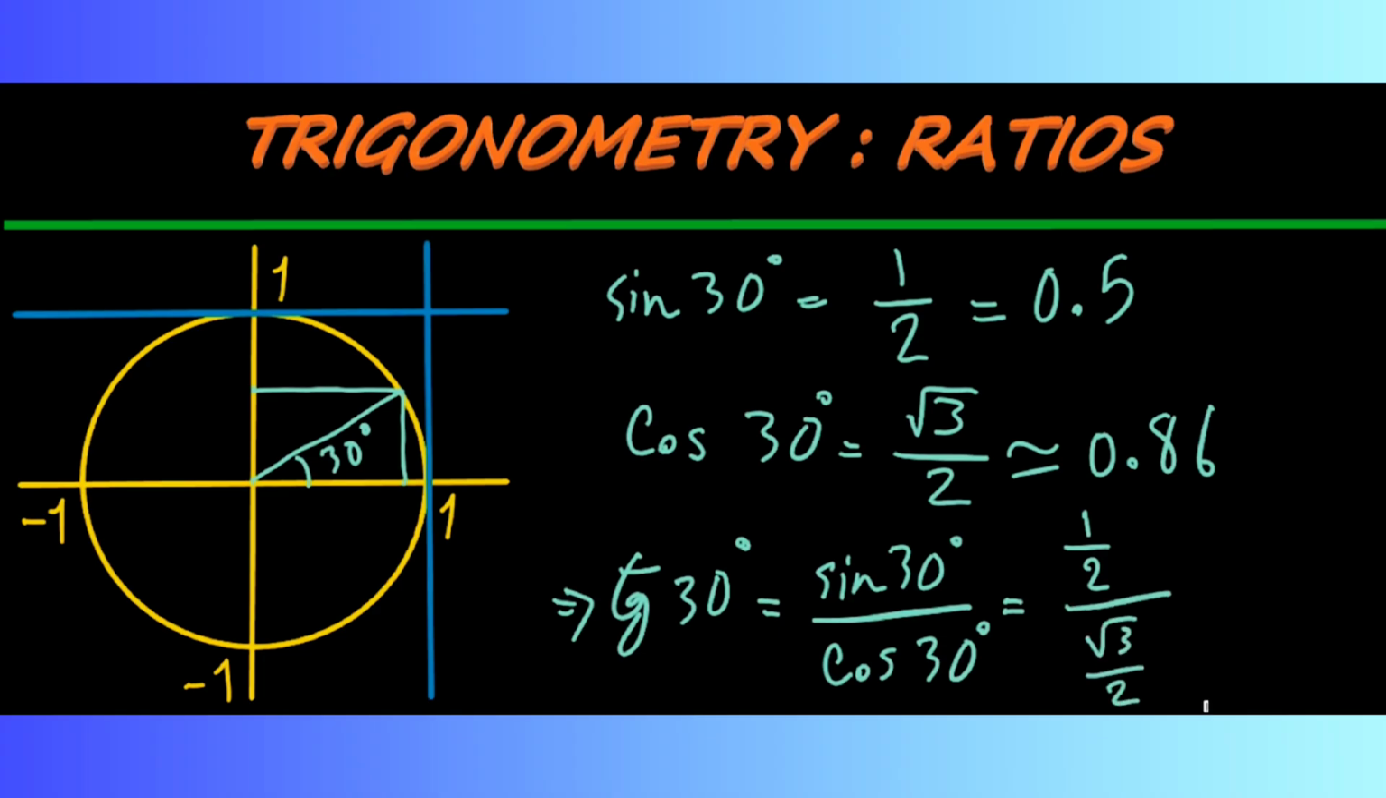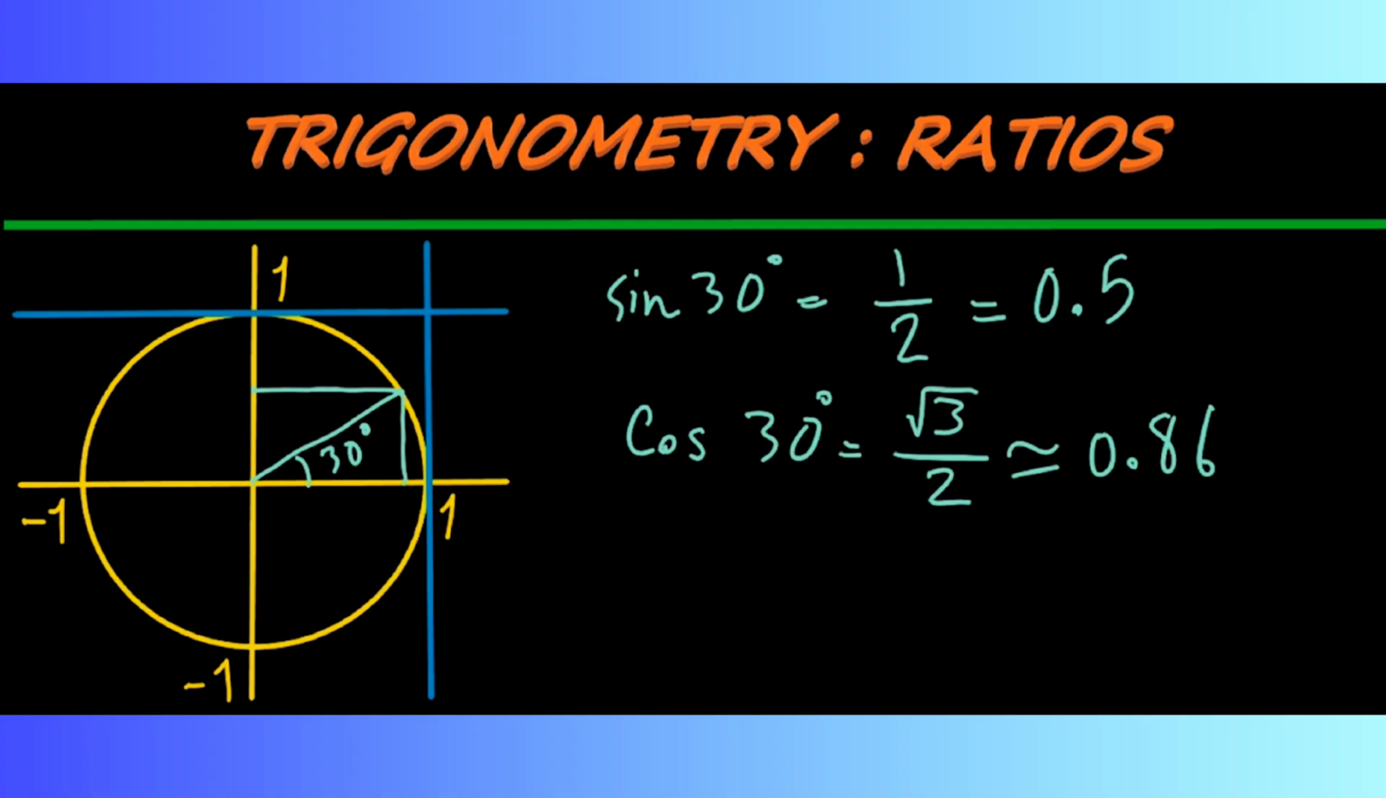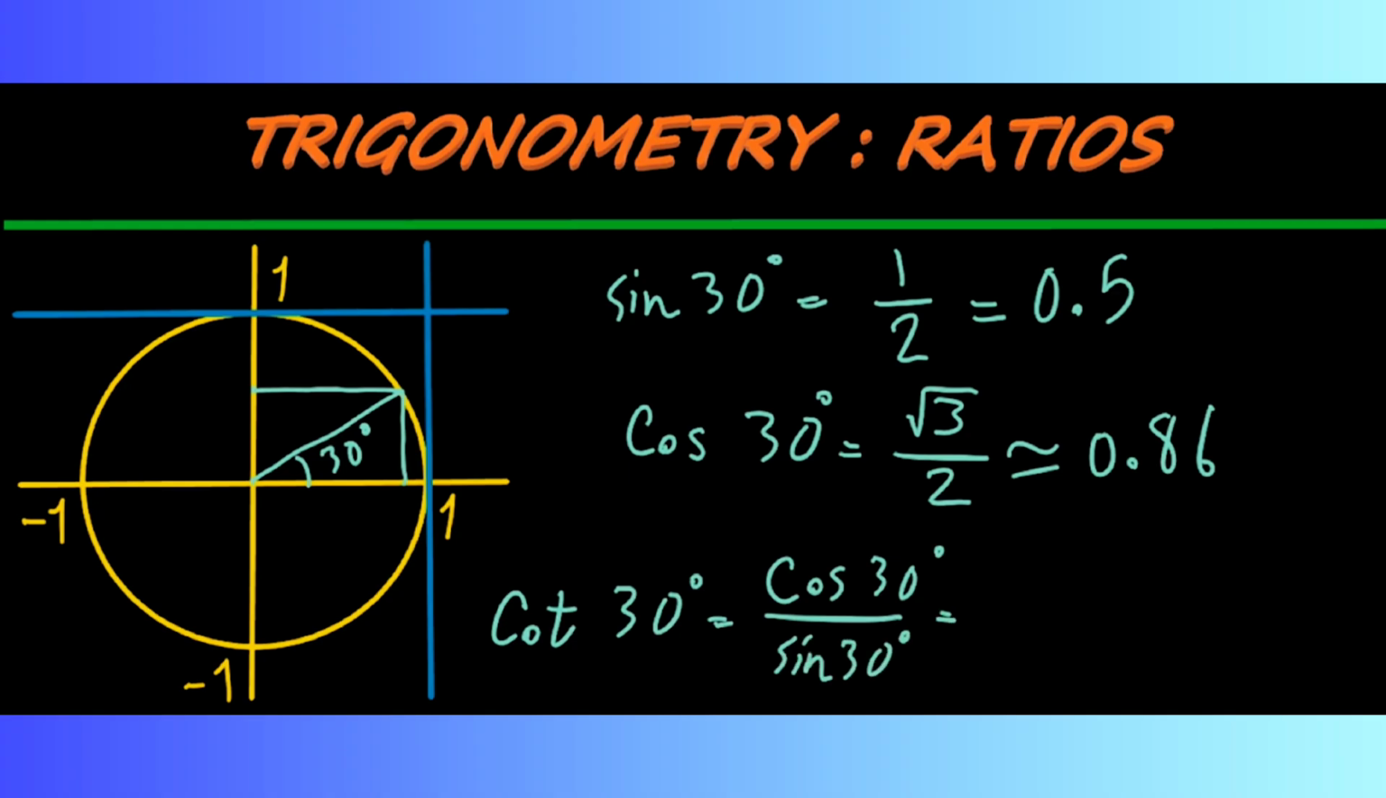Using the formulas, we got sine of 30 degrees over cosine of 30 degrees, which results in 1/3 of the square root of 3. And in the same way, for cotangent, we got cosine over sine, which becomes a square root of 3.